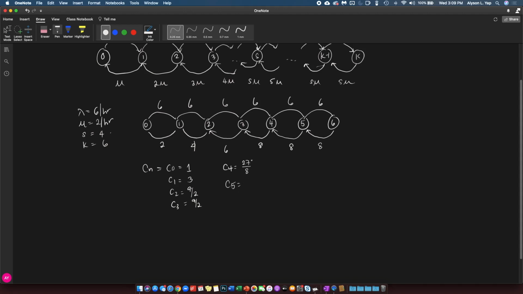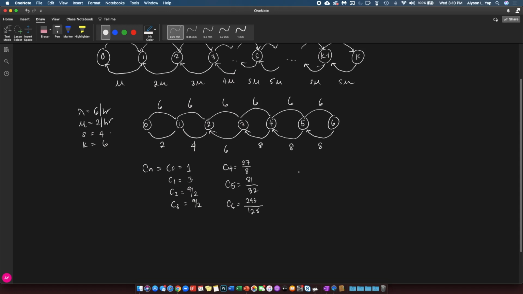C sub 5 is 27 over 8 times 3 over 4. So 27 times 3 is 81 and 8 times 4 is 32. And then finally, C sub 6 is 81 over 32 times 3 over 4. So 81 times 3 is 243 divided by 32 times 4 is 128.